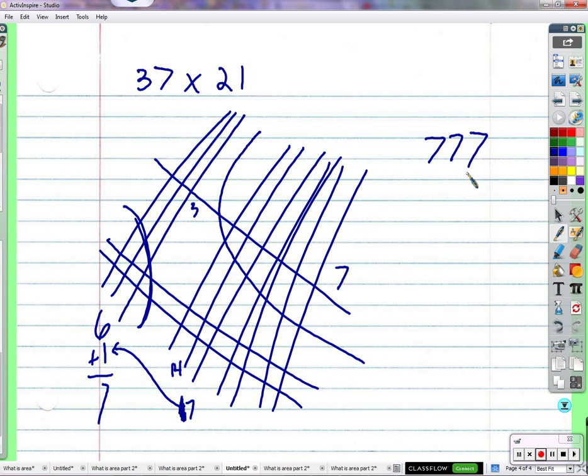Product. The answers that we get from multiplication are called products. How about let's give some units to it. Like 37 what? Dogs.